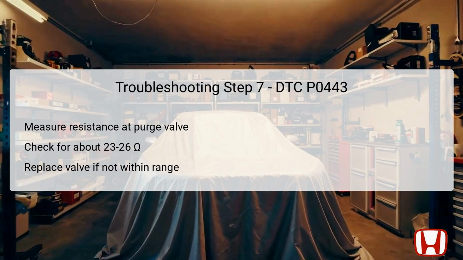Use a multimeter to measure the resistance between the specified test points directly on the EVAP Canister Purge valve side. Ideally, at standard room temperature, you should observe a resistance reading between 23 to 26 ohms. This specification helps confirm that the valve itself remains mechanically sound and free from internal faults.